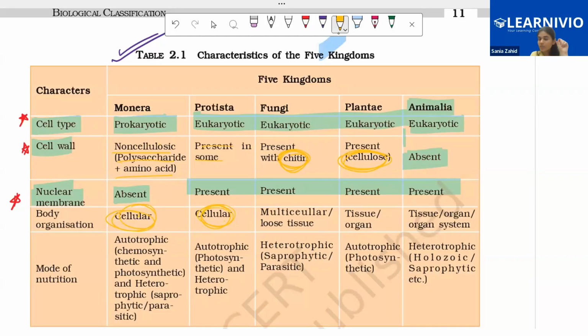So in Monera and protists, the body is made up of only single cells. So it is cellular level. Then fungi, plantae, and animalia, we have many cells. We just don't have a single cell. So for fungi, it is basically arranged as loose tissues. For plants, we have tissues and organs. For animals, we have tissues, organs, and organ systems. So which is the most complex system? Which is the most complex system, Aisha?